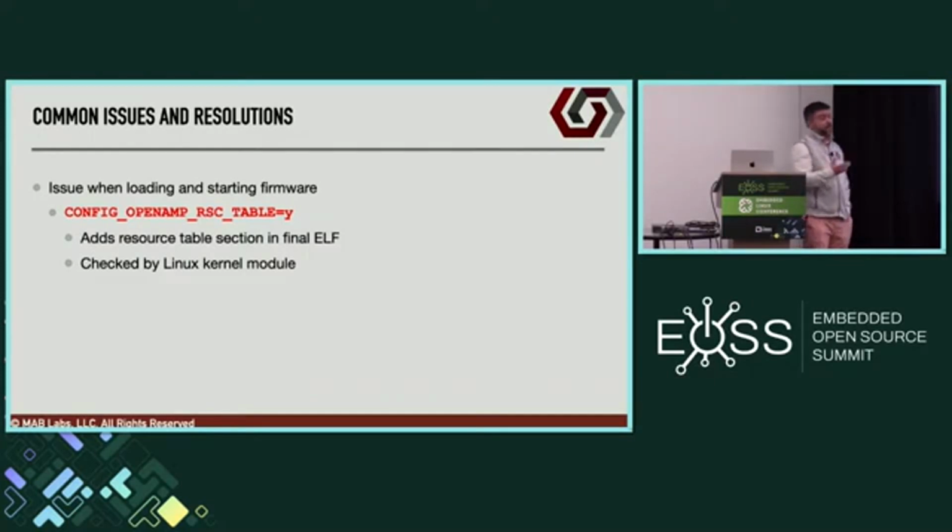CONFIG_OPENAMP_RESOURCE_TABLE, because it compiles resource_table.c, which has an explicit entry for the resource table within your linker script, and then it adds that to your final binary. So that's one common issue that I think a lot of people run into. It's important to make sure that's part of your board configuration.